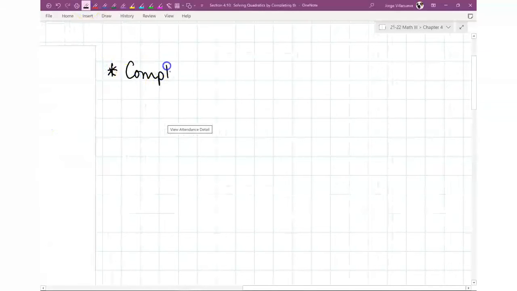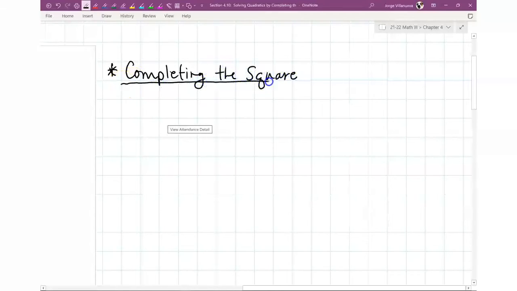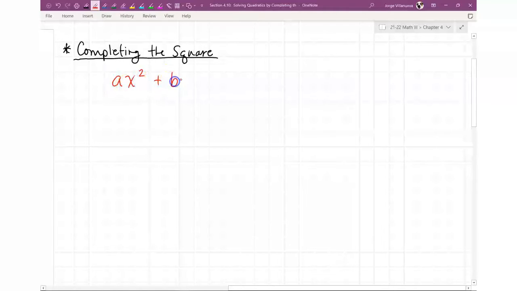So, completing the square. So you're normally going to be given, I'm not sure why it says view attendance detail. Give me a second. So to complete the square, first off, you're going to start off with an equation that looks something like this: ax squared plus bx plus c.